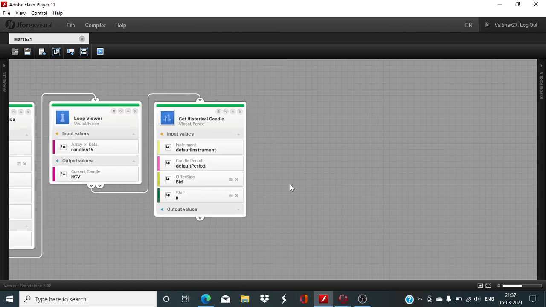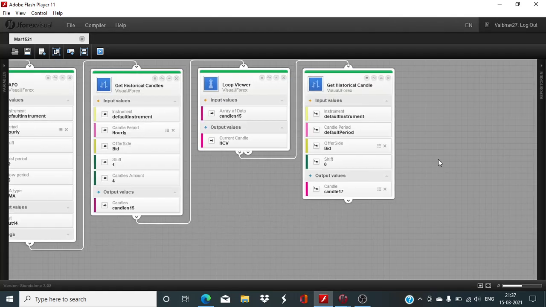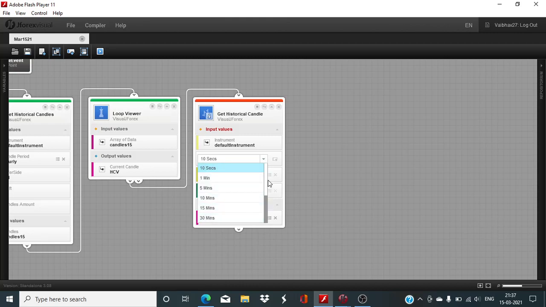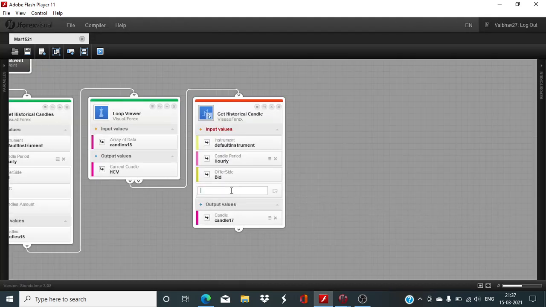Okay, and this default instrument remain as it is. Time period needs to be changed to hourly and shift value will be 1.